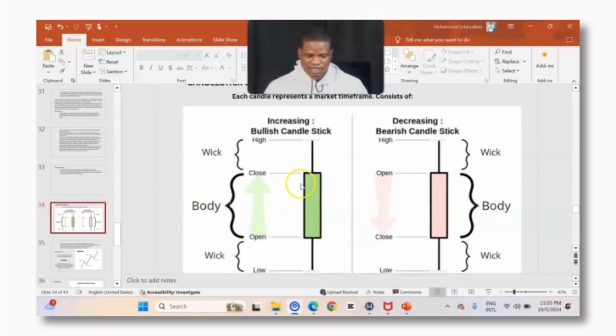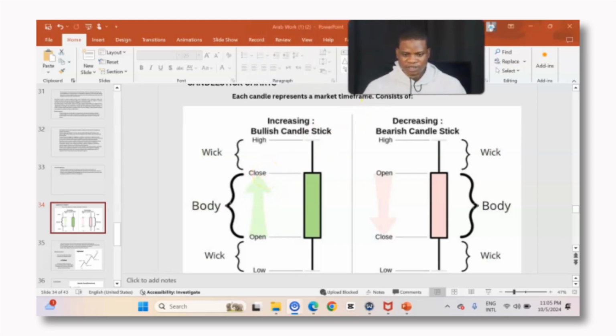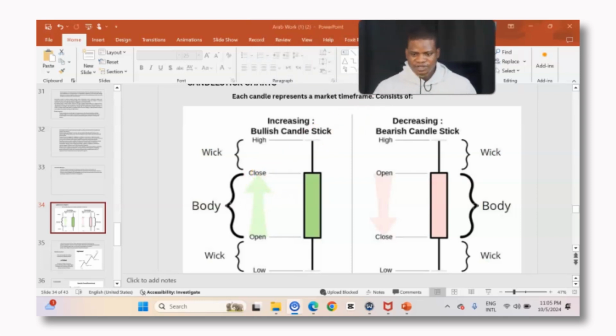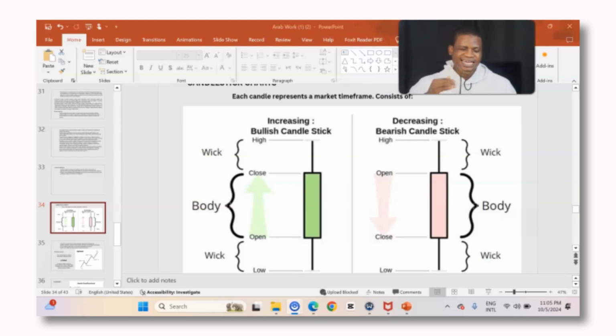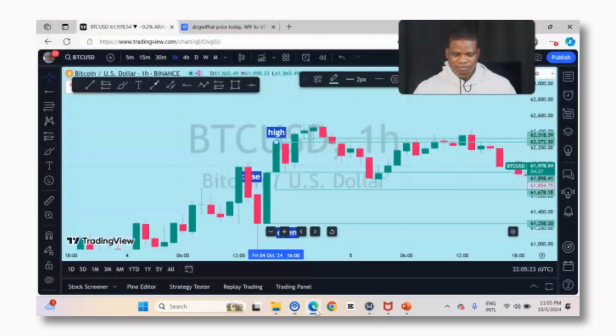That's the opening price. Then we have the closing price, where price closed during that particular movement. Then we have the high, which is the highest point price reached during that movement, and we have the low, which is the lowest point price reached during that movement. It is the same thing for bullish and bearish candles.